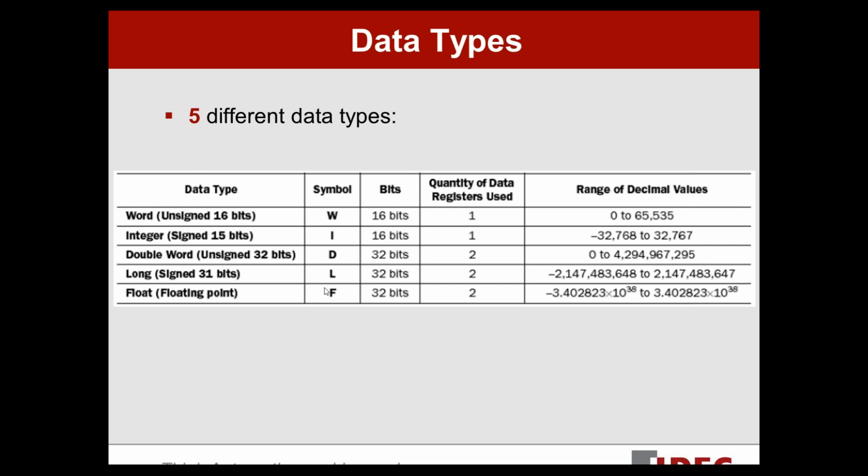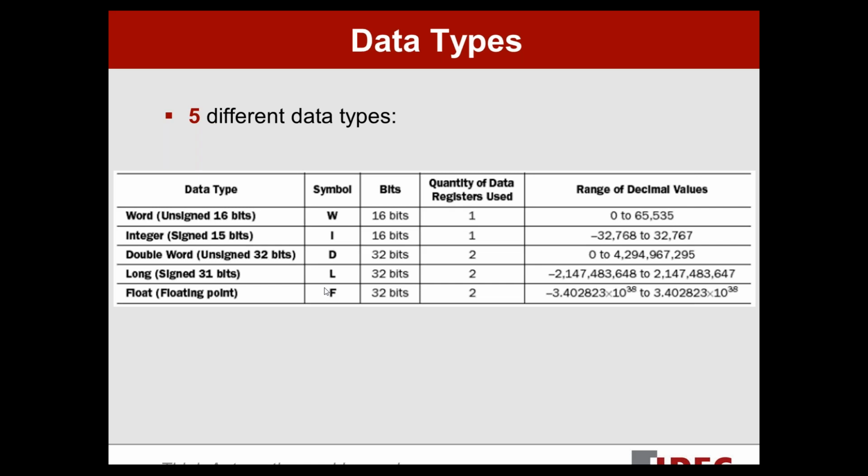Okay. The other 3 there, a double word, a long, and a float, those are all 32 bits, and those take up 2 consecutive data registers. And you guys will see this as we start doing the example. Okay, so a double word is nothing more than 2 words back to back, 32 bits, and that can hold values from 0 to 4.294 billion.